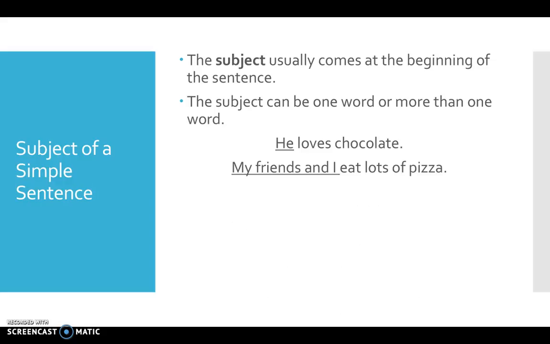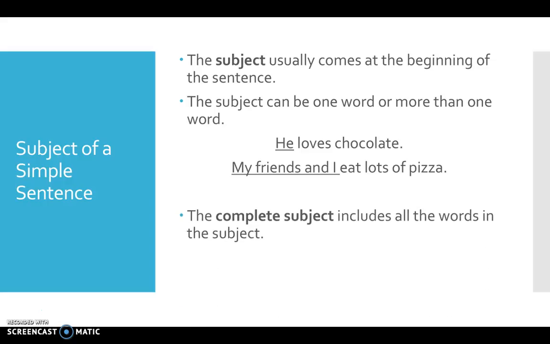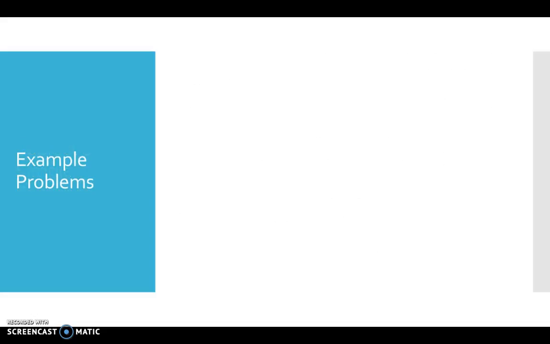But in this sentence, my friends and I eat lots of pizza, you can see that the subject is my friends and I, and it's underlined, and that's the subject. It can be more than one word. The complete subject includes all the words in the subject. So, our teacher loves school. Teacher would be the simple subject because it's only talking about the teacher, but the complete subject is our teacher. That is the complete subject.